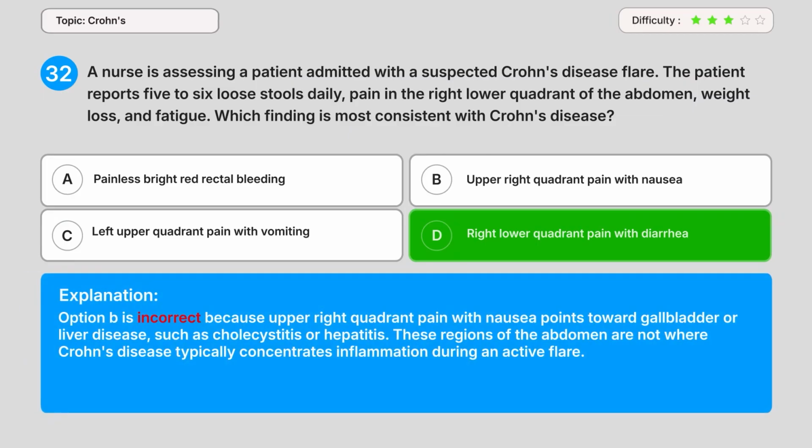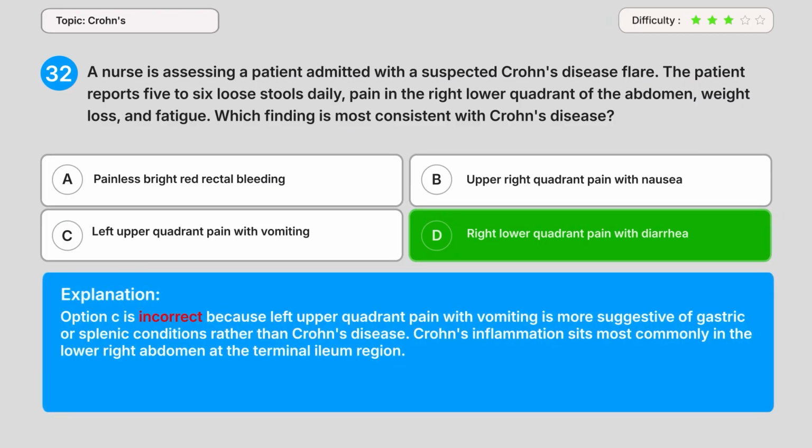Option B is incorrect, because upper right quadrant pain with nausea points toward gallbladder or liver disease, such as cholecystitis or hepatitis. These regions of the abdomen are not where Crohn's disease typically concentrates inflammation during an active flare. Option C is incorrect, because left upper quadrant pain with vomiting is more suggestive of gastric or splenic conditions, rather than Crohn's disease. Crohn's inflammation sits most commonly in the lower right abdomen at the terminal ileum region.